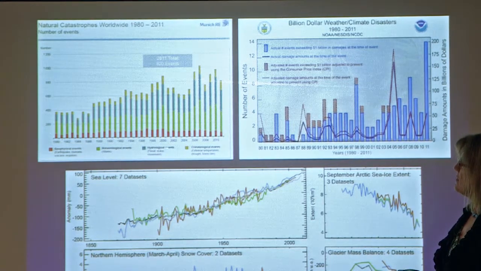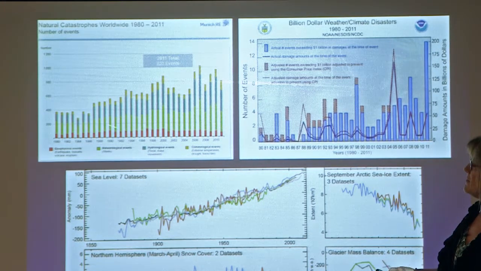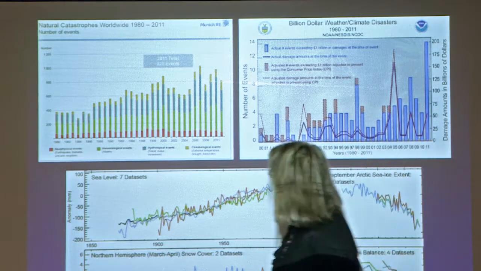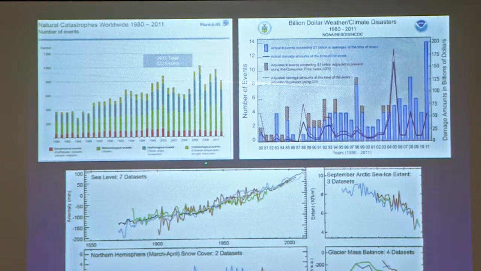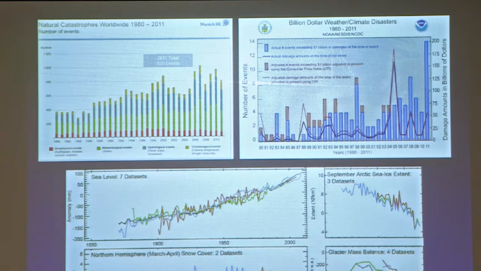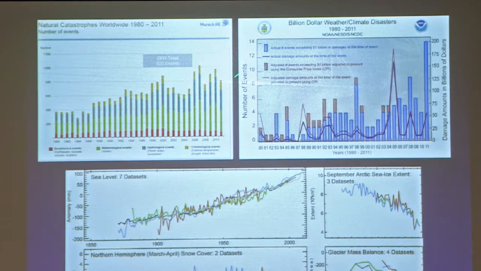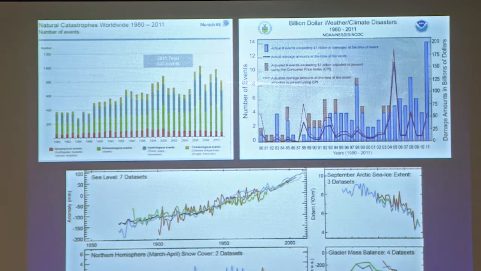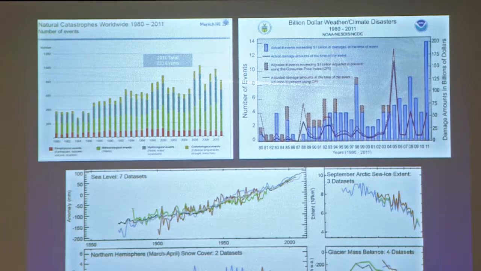The red lines are events that are unrelated to the climate. The rest of these colors, it's very hard to read that, sorry. This is hydrological events, the blue. This is climatological events like heat extremes, this is the orange, and this is something else that's weather related. So you can see that all of those have increased, whereas there hasn't been an increase in these geophysical disturbances.